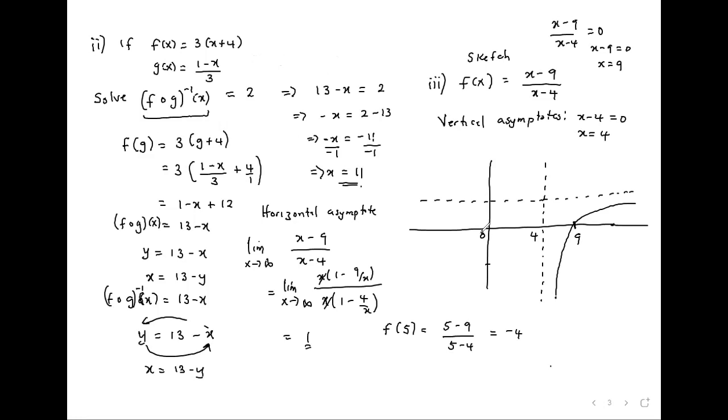If you pick 0, you get f of 0 is negative 9 over negative 4, which is 9 over 4. 9 over 4 is 2 point something, is bigger than 1, so this is 1. So the graph is going to be up here. So you sketch it this way. So we are done. That's how the sketch looks like.